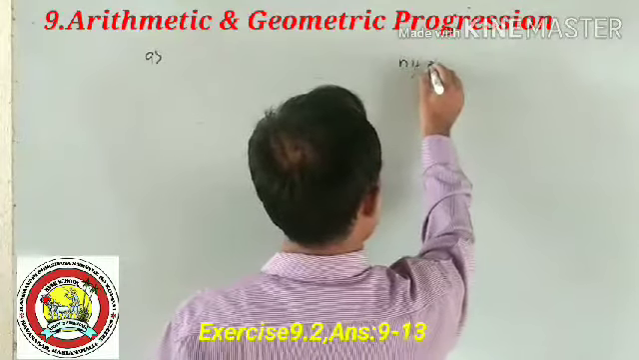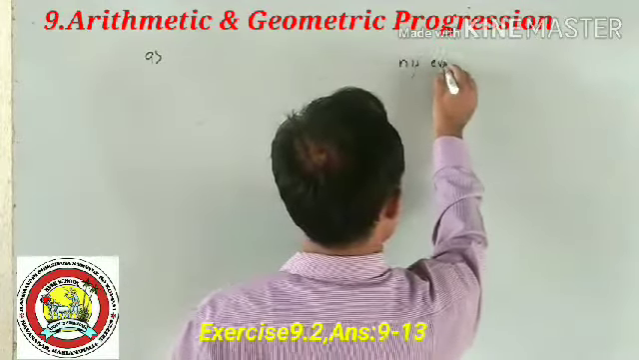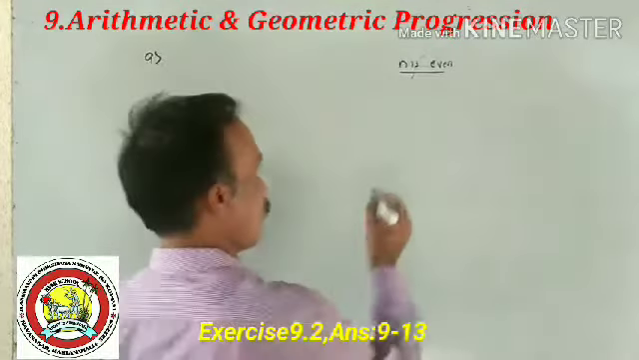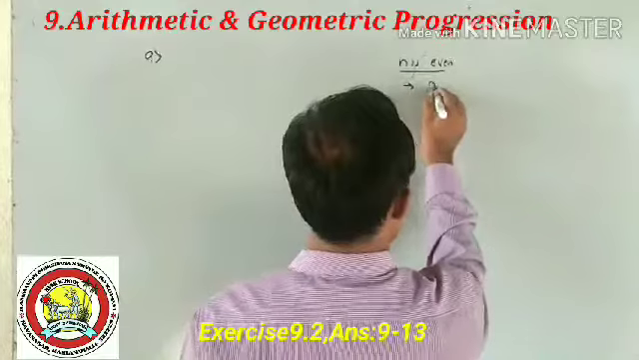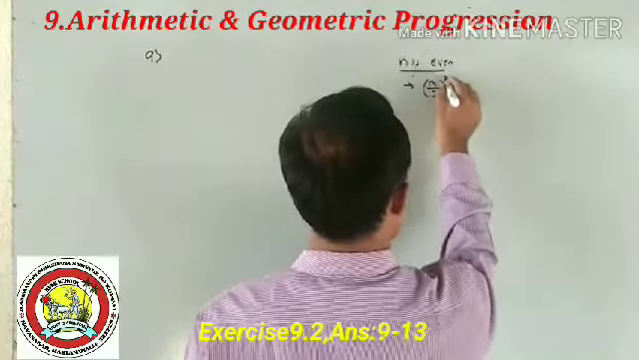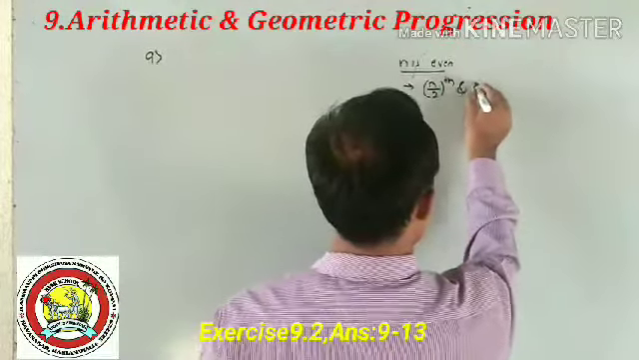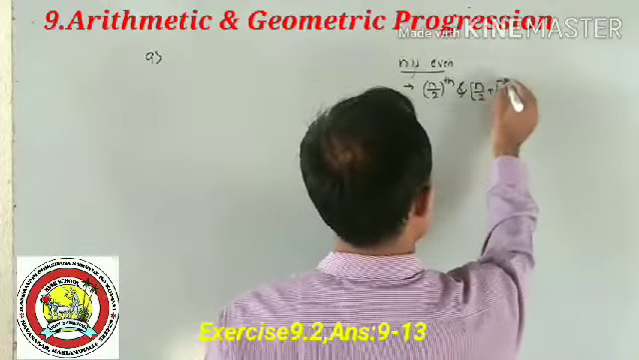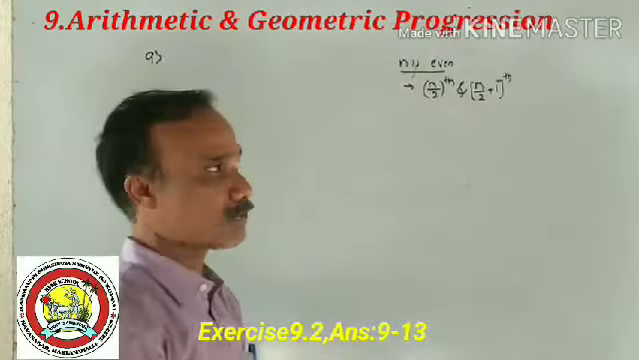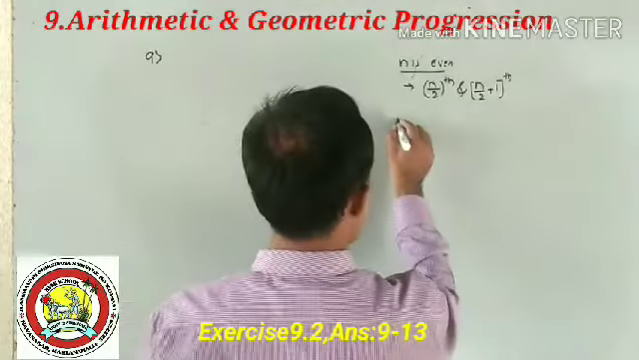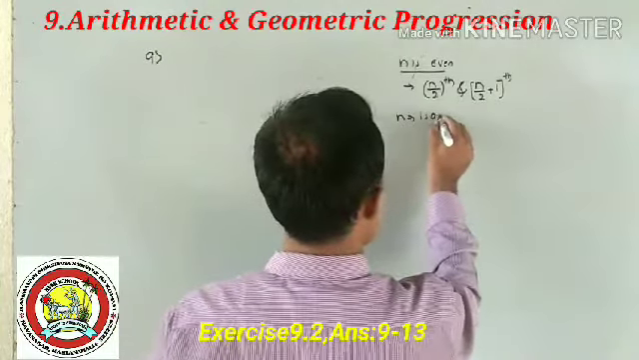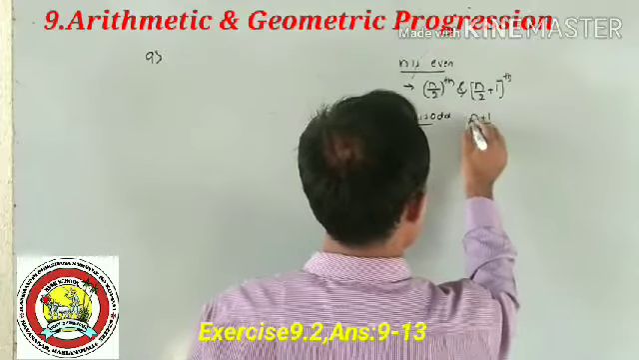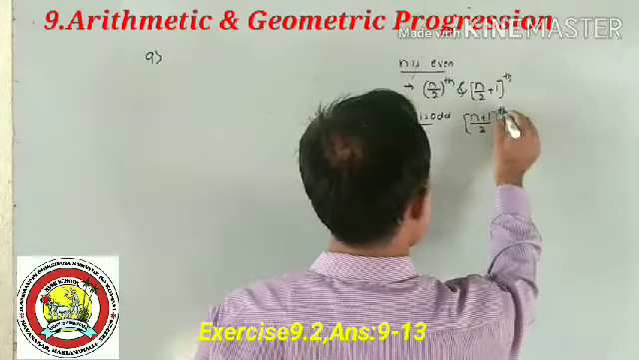So if n is even, we have two middle terms. The first middle term is the n by 2 term and the other one is the n by 2 plus 1 term. These two are the middle terms if n is even. If n is odd, that's no problem, very simple. The (n plus 1) divided by 2 th term is the middle term.